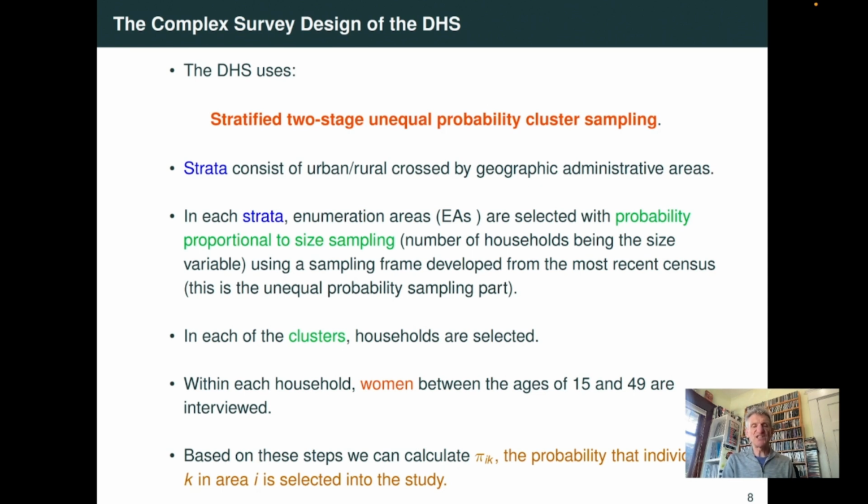And now, given all those steps, we can define sampling probabilities, what I'll call these pi IKs here. They are the probability that a particular household or individual was selected in area I.